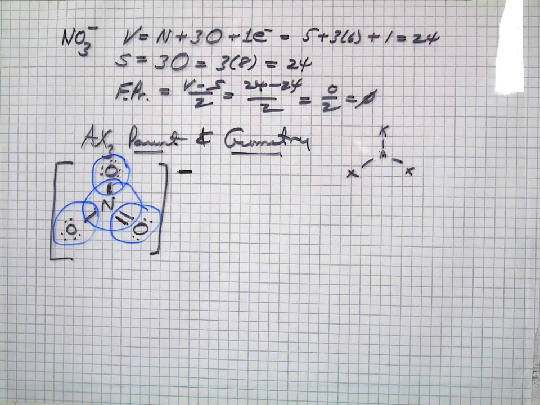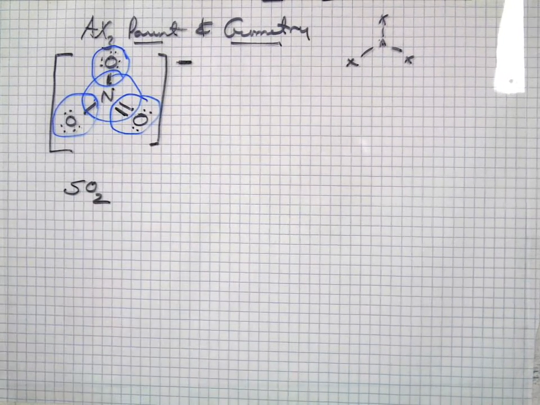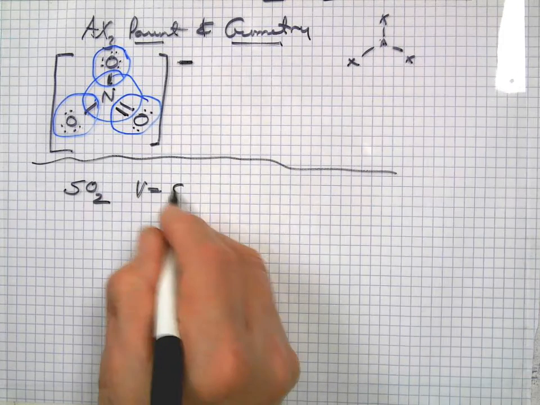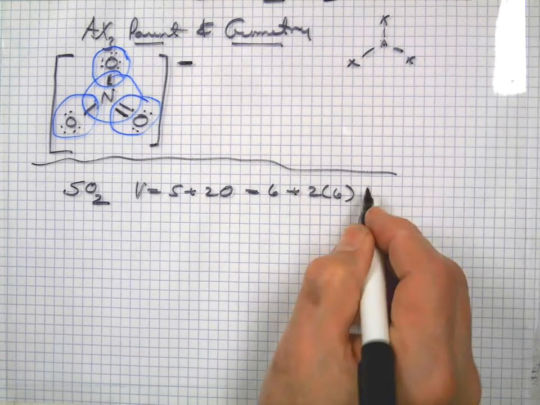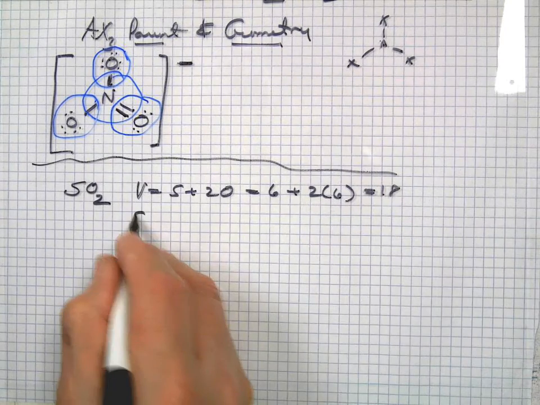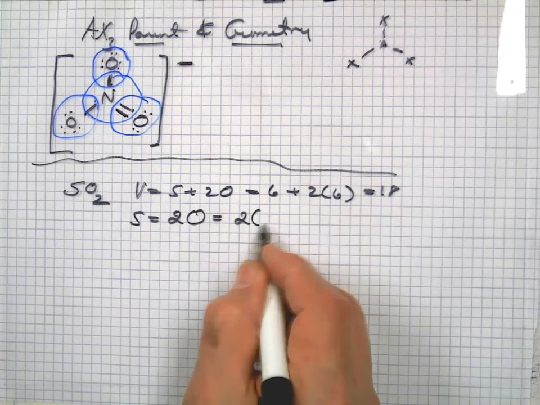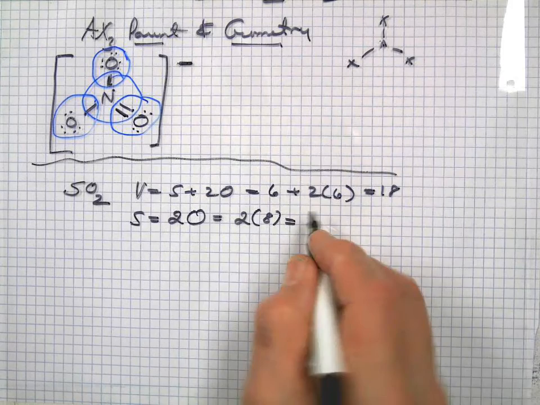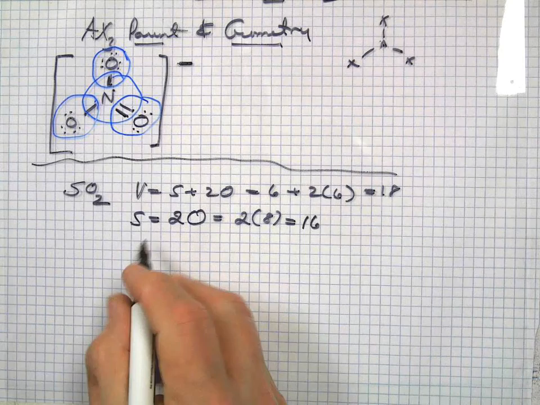Let's see what else we got here. Sulfur dioxide is another one, SO2. Now this is a neutral compound. Valence is sulfur plus 2 oxygens, 6 plus 2 times 6 is 18. Substrate number: we have 2 oxygens, 2 times 8 is 16.